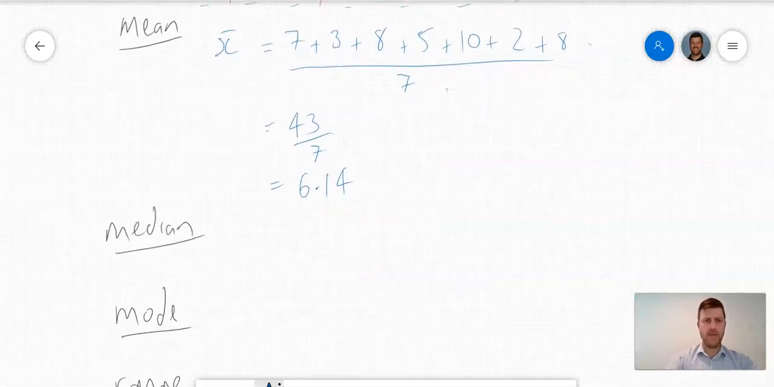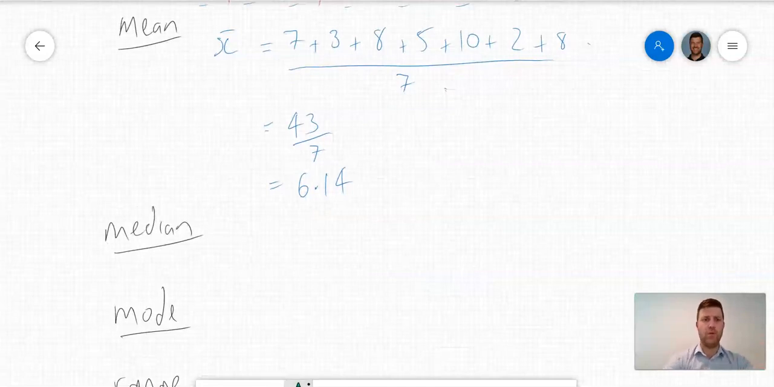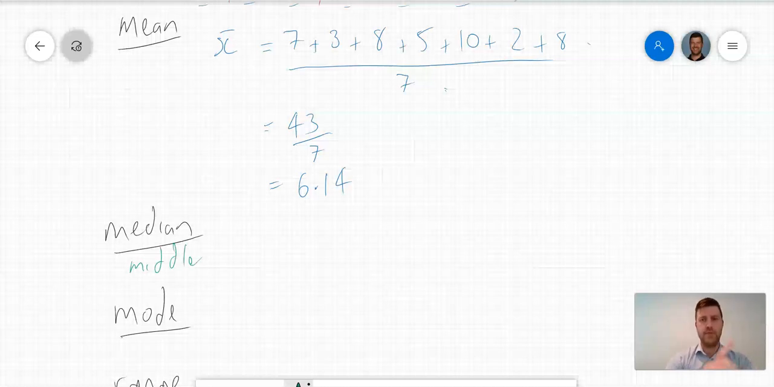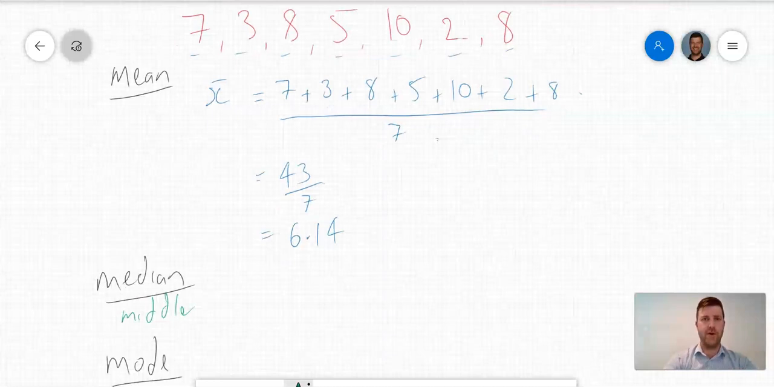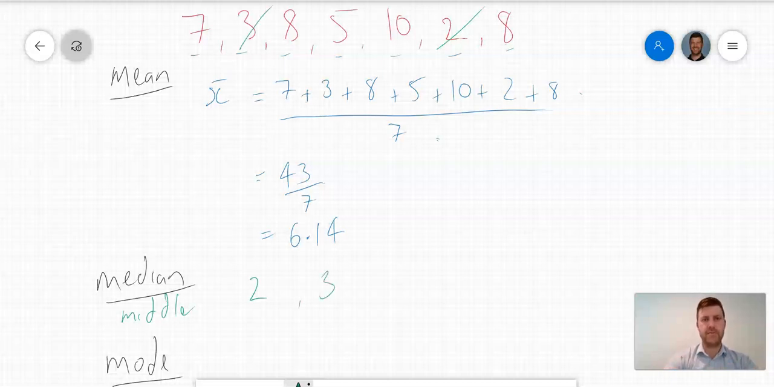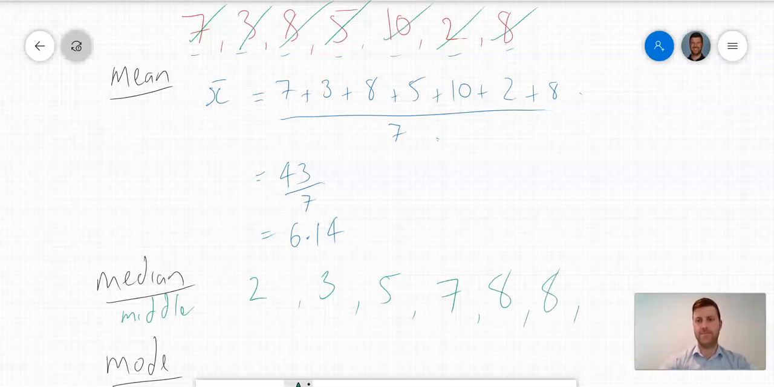The median. The median is the middle value, when they're in order. So what I need to do is actually rewrite these numbers in order. Let's start with the lowest number first. Let's do 2. Let's cross them off as we go perhaps. So 2. Then we've got 3. Okay, then we've got 5. And we've got 7. 8 and 8, and then 10. Okay, so there's my 7 numbers in order.